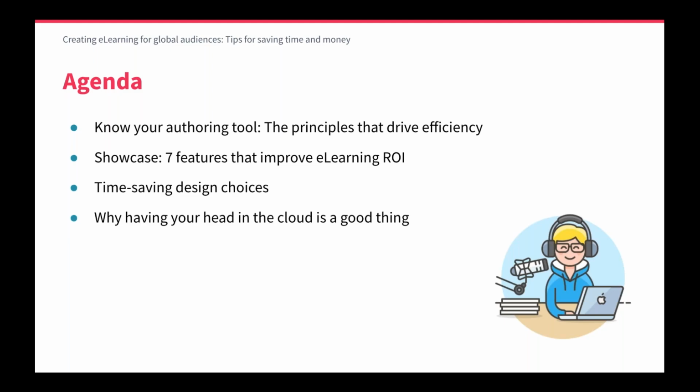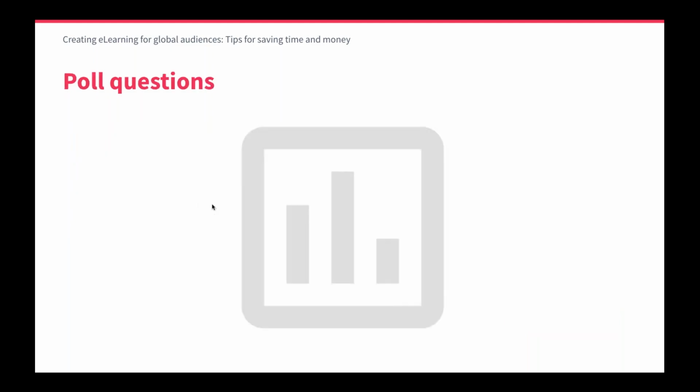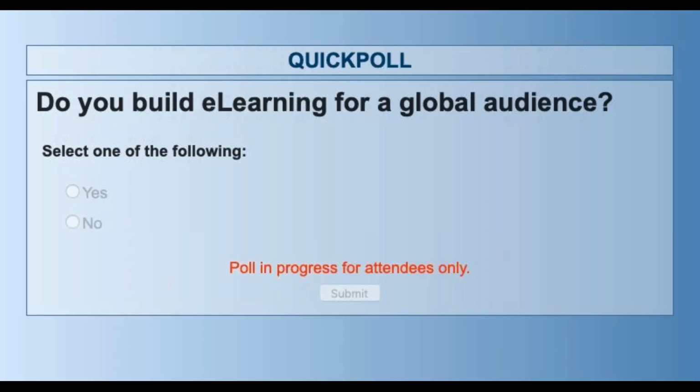So let's start today's session with a quick poll. It should be with you in a few moments. Today we're asking, do you currently build e-learning for a global audience? And also, how confident are you at knowing which features you can use from your current authoring tools to drive maximum efficiency in your programs? We'll give everyone a few moments to answer those questions.